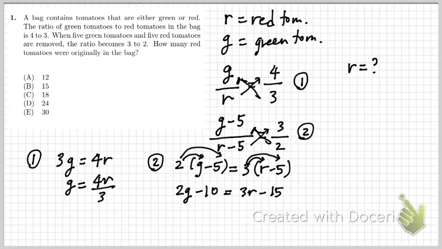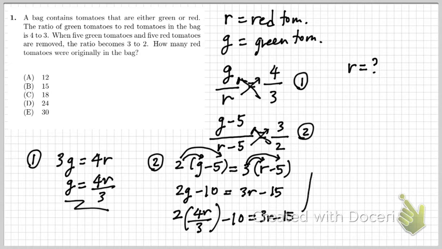Now, I already know what G is in terms of R. It's 4R over 3. So I'm going to substitute G in this second equation here. So instead of G, I'm going to plug in 4R over 3: 2 times 4R over 3 minus 10 is equal to 3R minus 15. Now, I'm going to keep working my way through. So it's 8R over 3 minus 10 is equal to 3R minus 15.